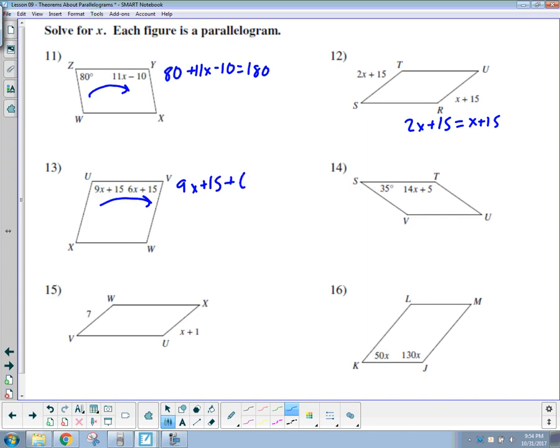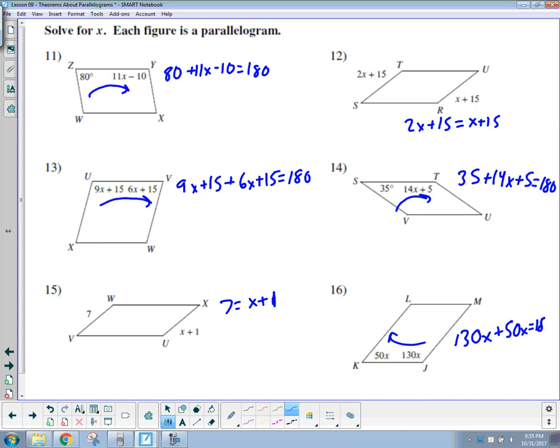Same thing here, 35 plus 14x plus 5 should equal 180. Opposite, 7 should equal x plus 1. And again, consecutive interior, 130x plus 50x should add up to 180. And again, you can just check the answer key for the rest of these.